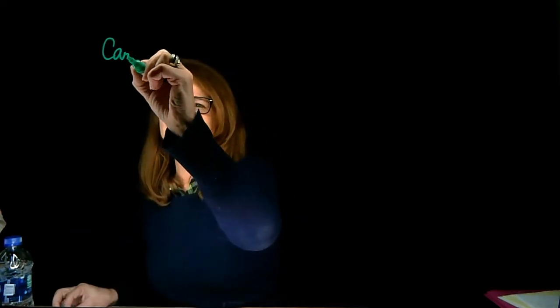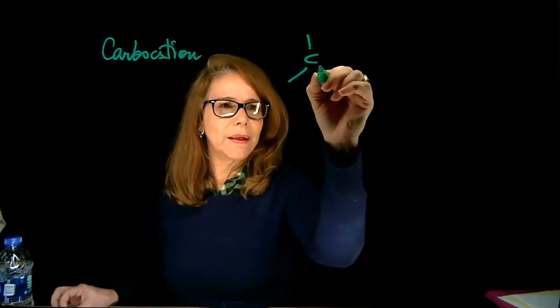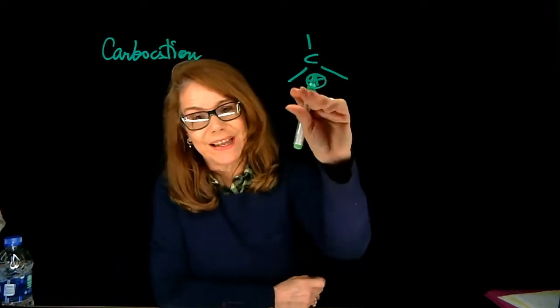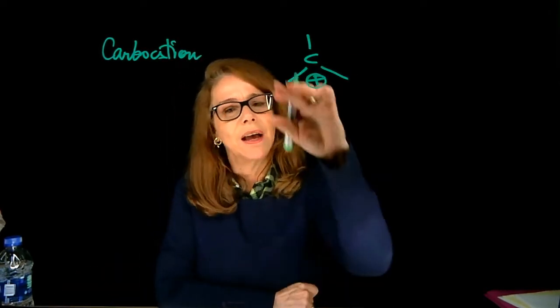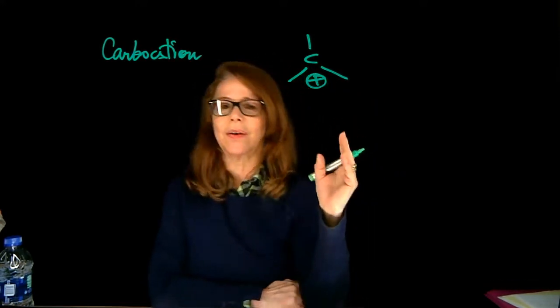Hello, we're going to talk today about carbocations. And I'm going to draw one, something like that, with a formal positive charge. We know that is an electrophilic species. We have a formal positive charge, and the octet is incomplete on the carbon.